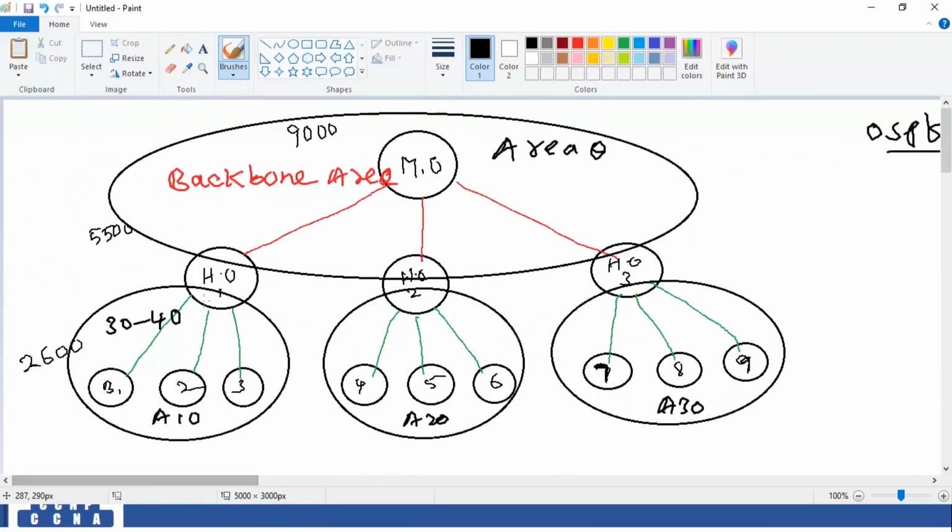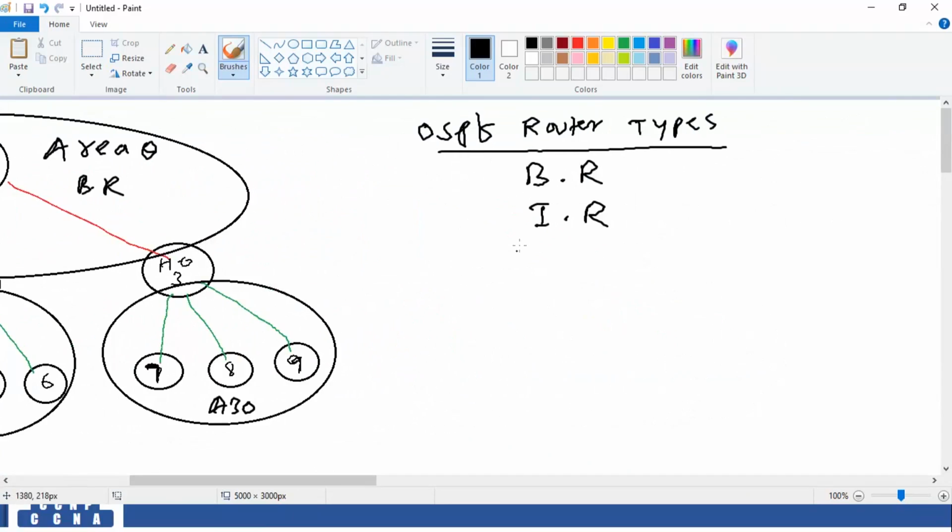Now what about the head office router? Does it belong to area 10 or area 0? A router connecting to different areas: the head office router is a part of area 0 and a part of area 10. So a router which connects to different areas, we call it ABR, area border router. Backbone router, internal router, area border router. Is it clear?